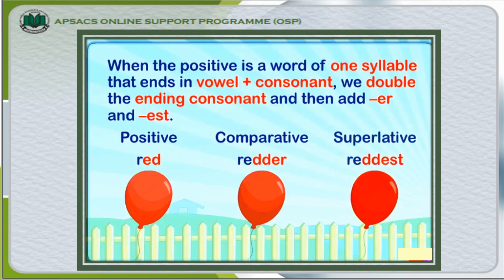Okay, when the positive is a word of one syllable that ends in vowel plus consonant, we double the ending consonant and then add ER and EST. For example, if an adjective is red, it ends with a vowel and a consonant, that is ED. So, we double the ending consonant and add ER in the comparative. It becomes redder. And in superlative, we will use EST at the end. So, it becomes reddest.